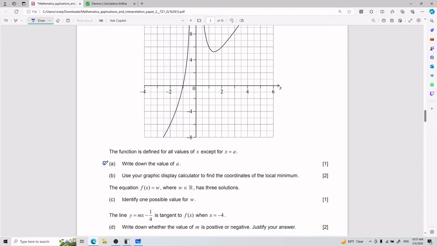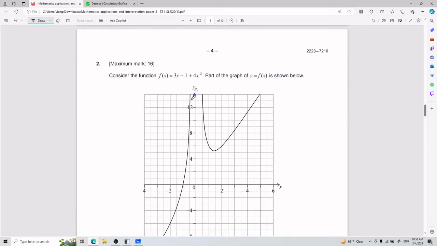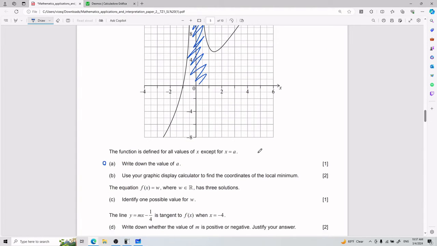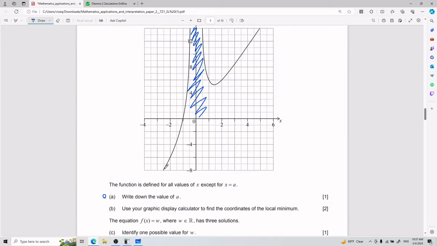All right, so intuitively, what I just told you, that over here it sort of disappears, well, that would be where the function is undefined, right? Because it tells us that the function is defined for all values of x, so all these values of x are legal, except for when x equals a, which is somewhere around here. We're not sure where, but it's somewhere around there.